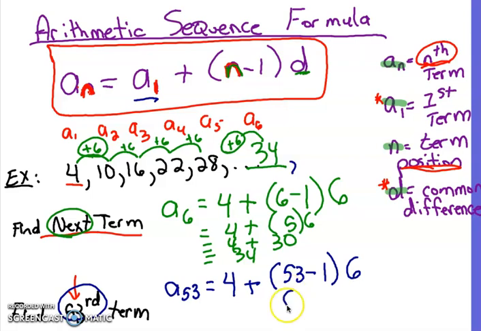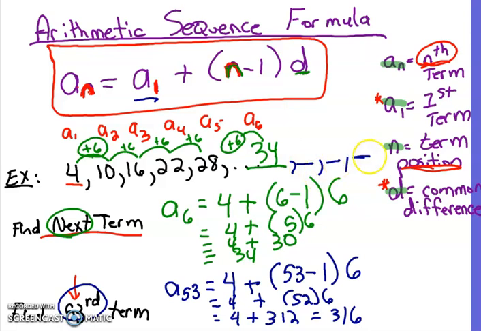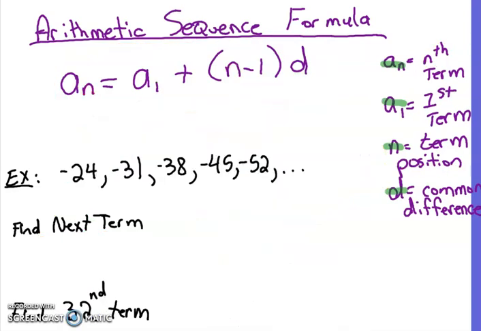Well, 53 minus 1 is 52. And then 52 times 6 is 312. And then 312 plus 4 is 316. So the 53rd term in this sequence, if I kept moving on, the 53rd term would be 316. Let's look at one more example just to make sure we understand how to use this formula.